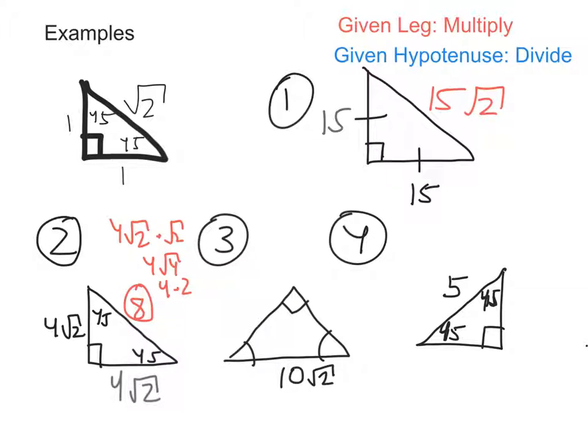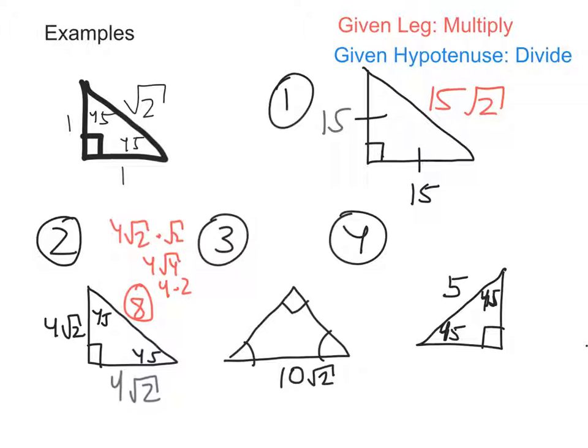If you do enough of these, you'll start to notice a pattern that when you have the square root of 2 in either one of the legs, when you multiply by a square root of 2, it's just going to double that coefficient that's in front of the square root of 2. So if both of the legs were 6 square root of 2 in a 45, 45, 90 triangle, then the hypotenuse would be 12.